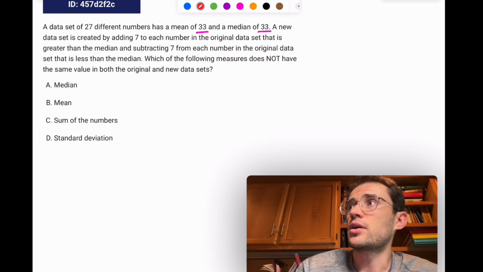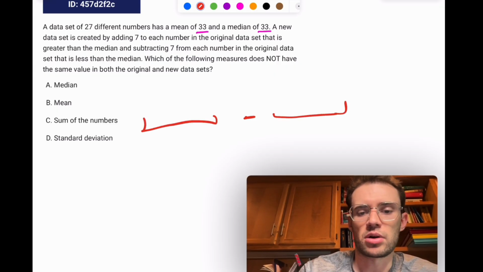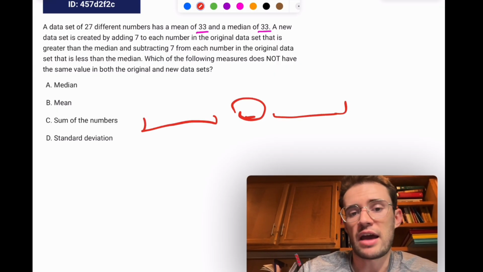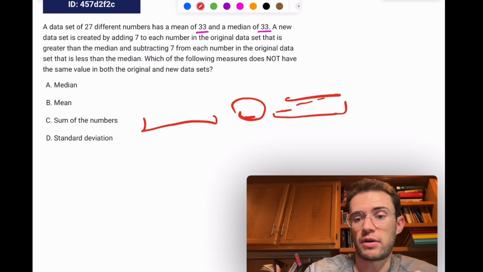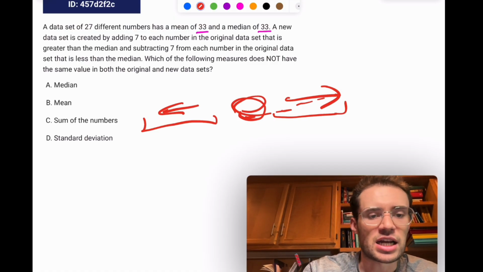Think about the median: it stayed the same. The median is still the middle value. You increased all of the ones that are above it and decreased all the ones that were below it, but this value didn't have anything added or subtracted from it, and it is still the middle value. These ones just went further to the right, these ones went further to the left, this one's still the middle. So the median did not change.